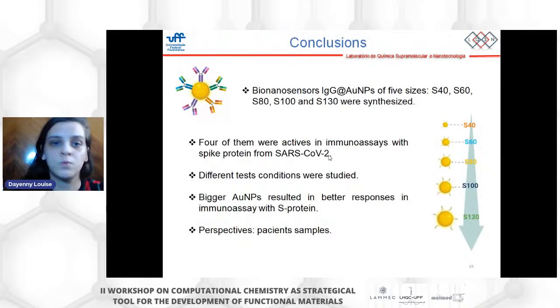So in conclusion of this work, our bio-nanosensors with five different sizes were synthesized, but only four of them were active in the immunoassay with the spike protein of SARS-CoV-2. And we also studied different test conditions, and we found that the bigger the gold nanoparticles we used, the better the responses in the immunoassay with the spike protein. And now the perspective of this work is to study patient samples with inactivated virus particles, so we can see if our systems work with the virus as well as they work for the S protein.